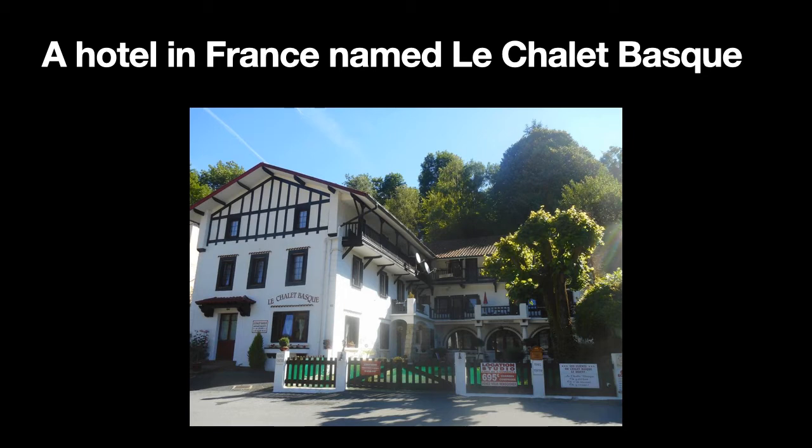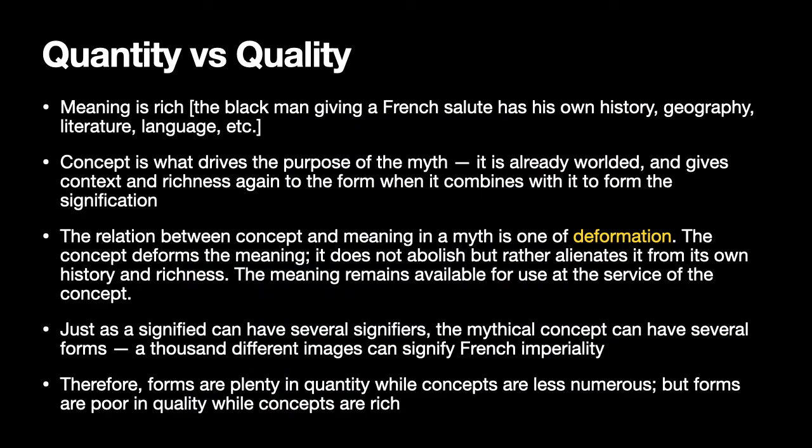So at the level of form, whatever richness of meaning there was has been emptied out, and this form is now available for use as a new signifier with just a trace of what its meaning originally was. Now we can look at this difference between form and meaning in terms of quantity versus quality. Now the meaning, as we already mentioned, is rich. The black man giving a French salute, for example, has his own history, geography, literature, language, etc.